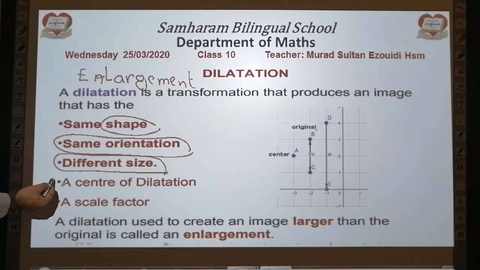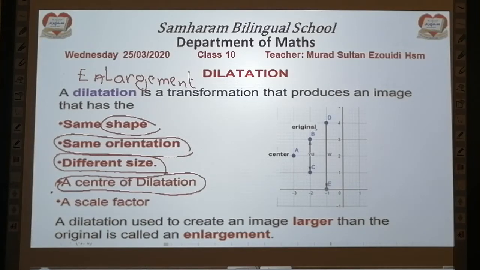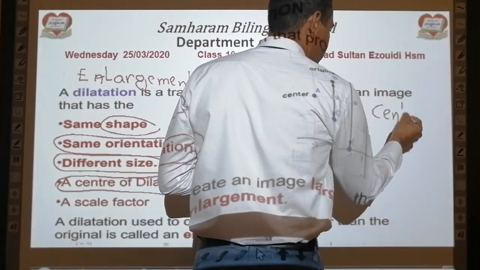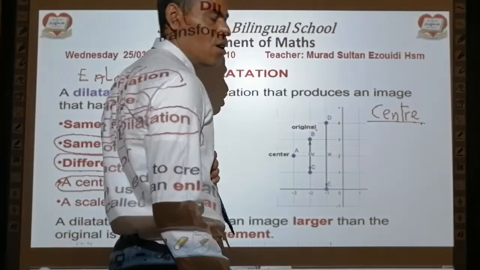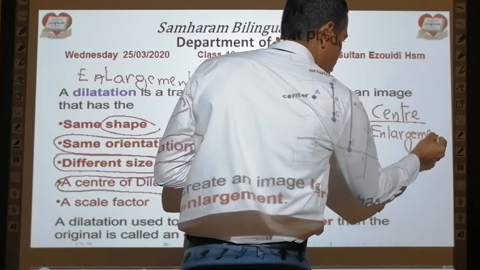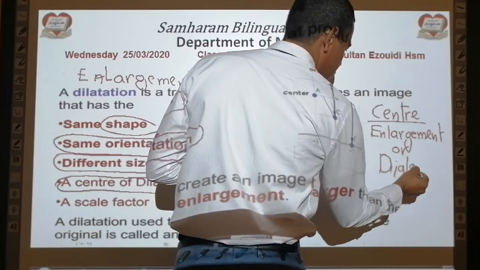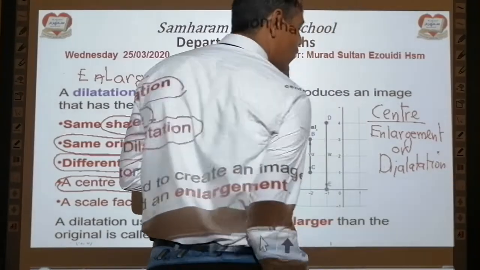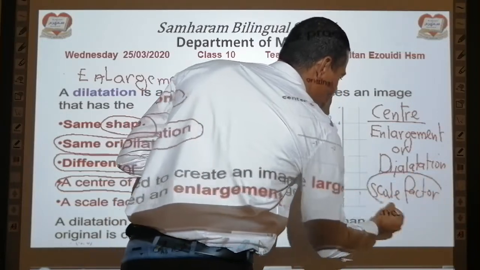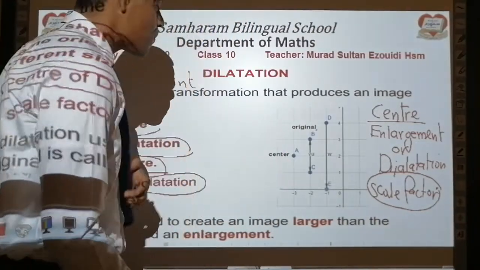You should at least know about the center of the dilatation or of the enlargement. Then we have the scale factor. So we need two things: the center of enlargement, or dilatation, and the scale factor, meaning that the new shape will be made bigger or smaller. You should know about the scale factor and the center.